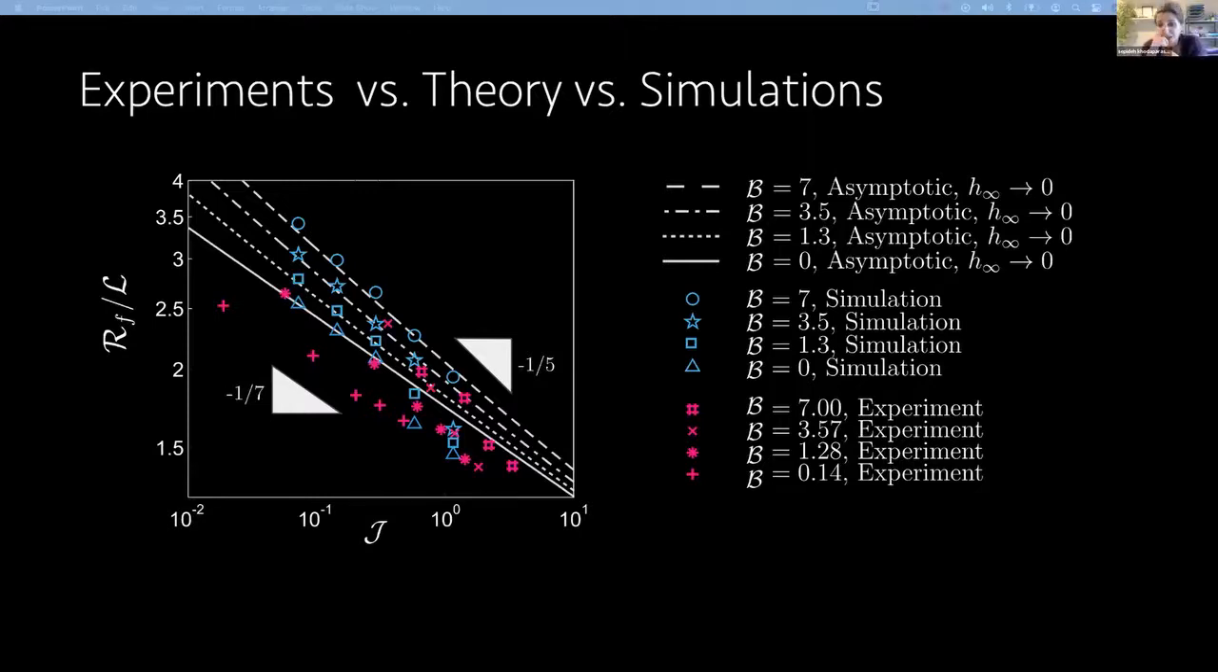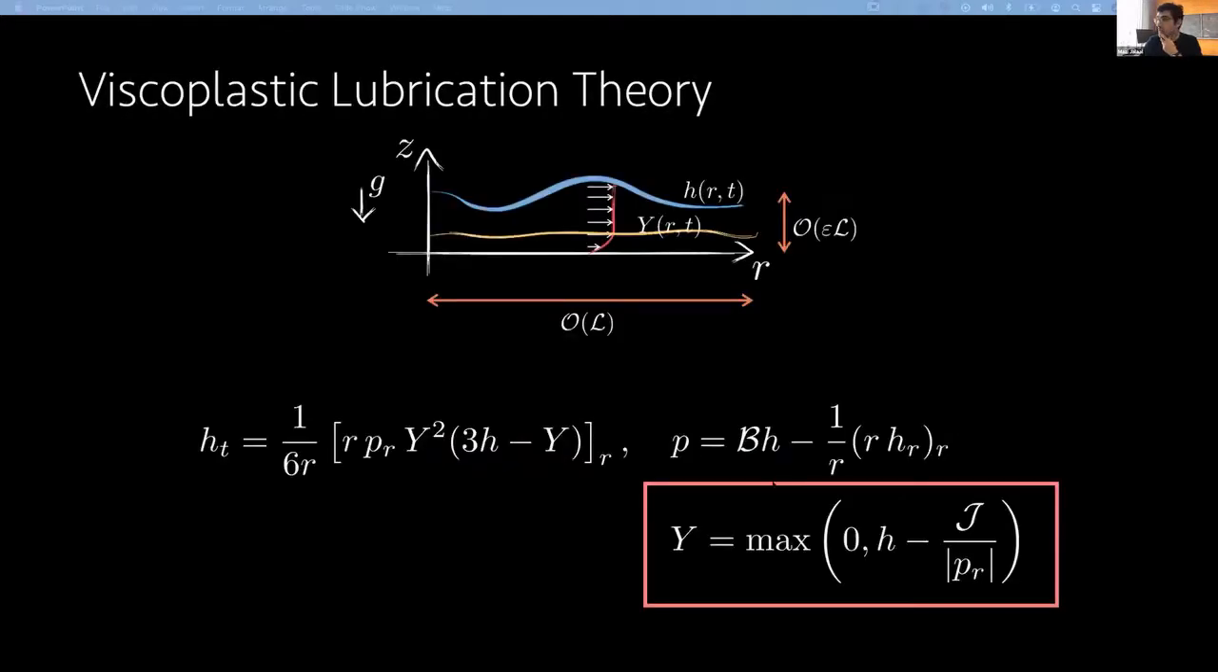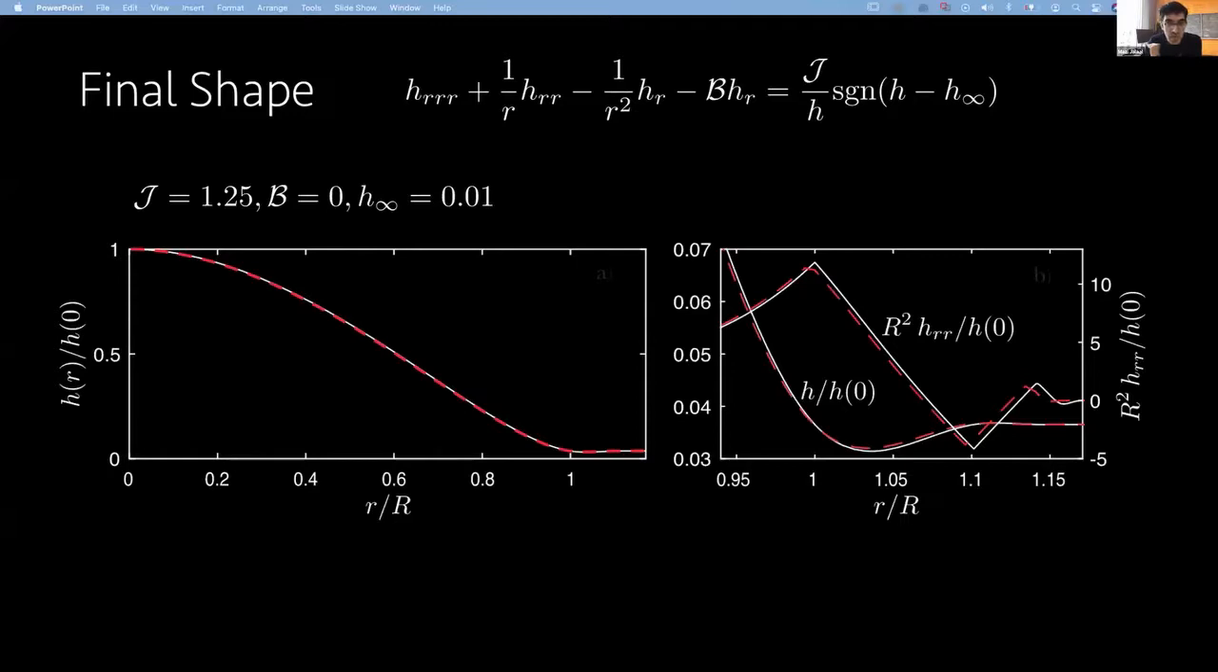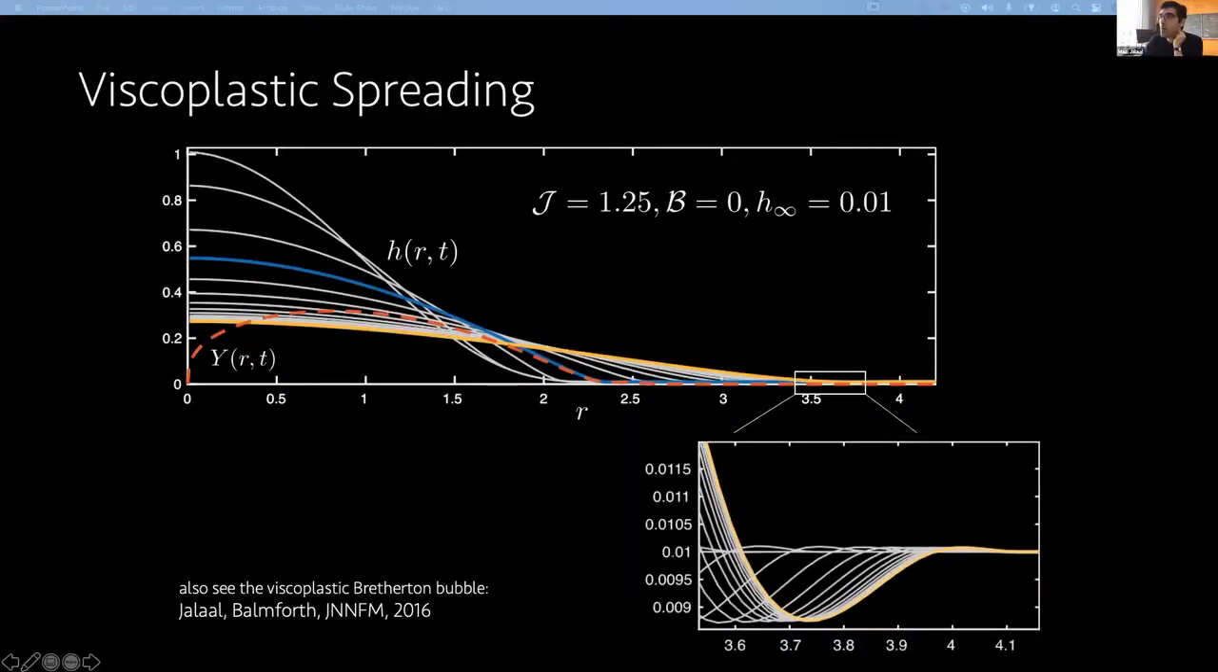Okay, going back to the questions in the chat, is there an equation about the yielding region shape? Yes. Maybe I went too fast on it, but the Y here is the so-called yield surface. If you solve these equations, you get where your yield surface is. That's what I tried to show here. The blue line is a profile for an arbitrary time while the droplet is spreading, and the dashed red line is my yield surface.